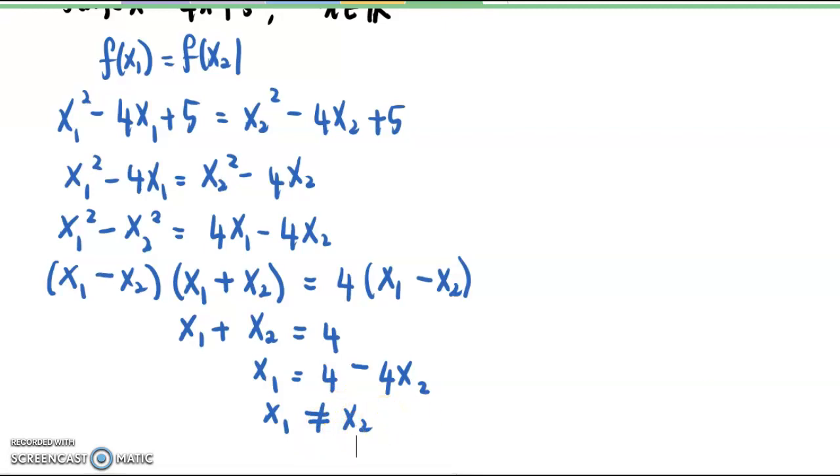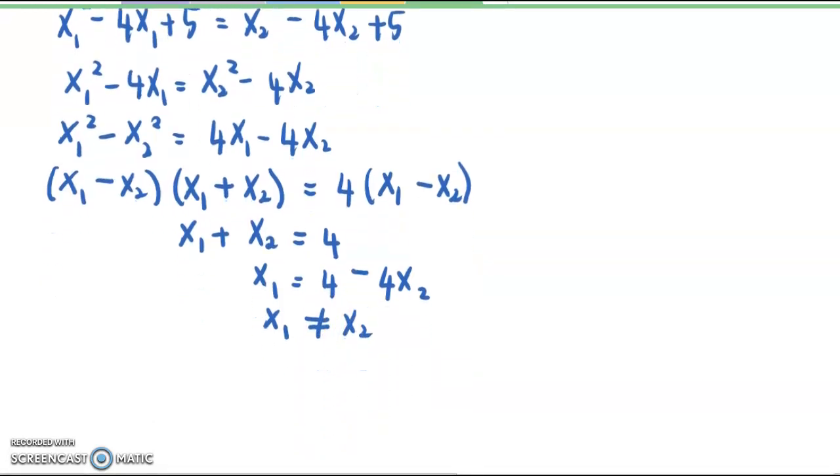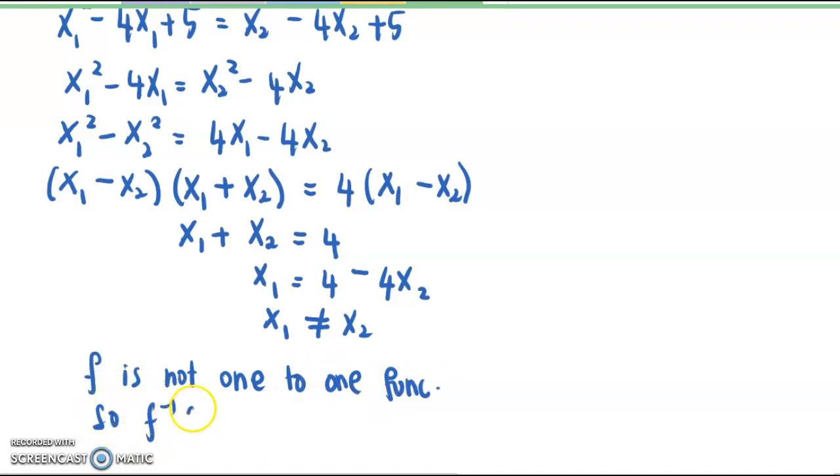So, kita buat conclusion. Soalan tanya f inverse exist ke tak. So, kita buat f is not one-to-one function dulu. Not one-to-one function. So, f inverse does not exist. Okay, hati-hati jika melibatkan kuasa 2. Okay, function kuadratik, macam ni cara nak tunjukkan one-to-one.